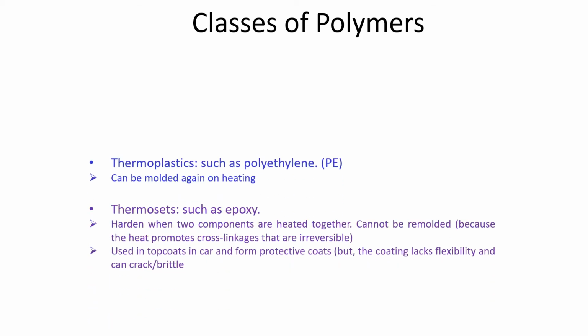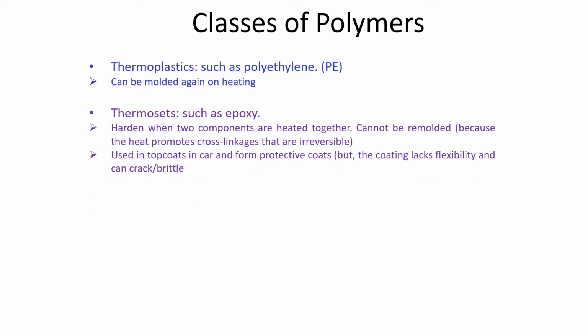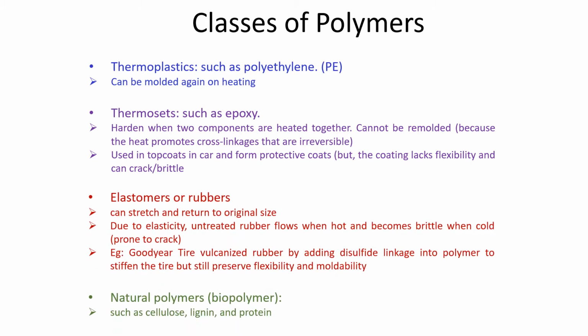Okay, now we proceed to classes of polymers. We classify these polymers according to how they react and how stable they are towards heat. We have thermoplastic, thermosets, elastomer, and also natural polymers. The one that has been used largely in the example is polyethylene. So still remember what kind of reaction is involved in making polyethylene.